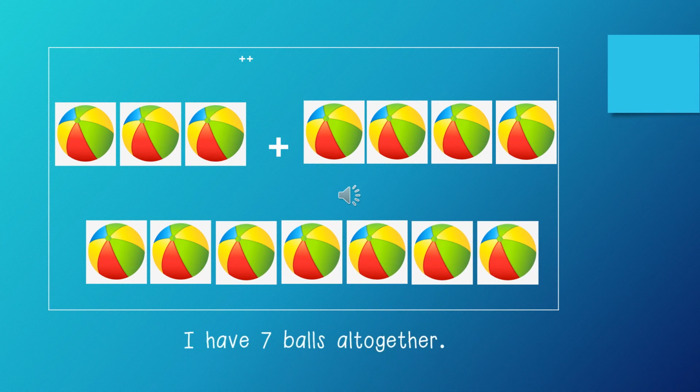Okay, so I've drawn 3 balls and then I drew 4 balls. Now what do I need to do? Yes, I need to count all the balls that I've drawn and count them all together. Let's count. 1, 2, 3, 4, 5, 6, 7. I have 7 balls all together. And now don't forget, we need to write our sentence. These are easy words and all the words are in the story. I have 7 balls all together.